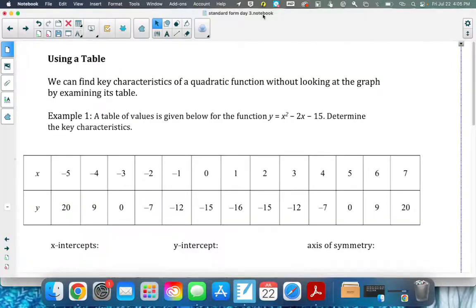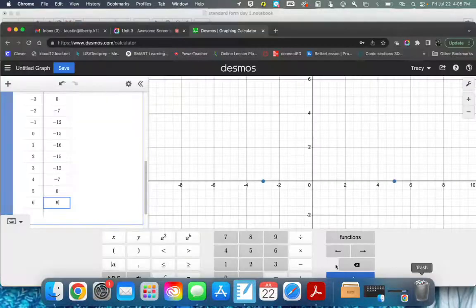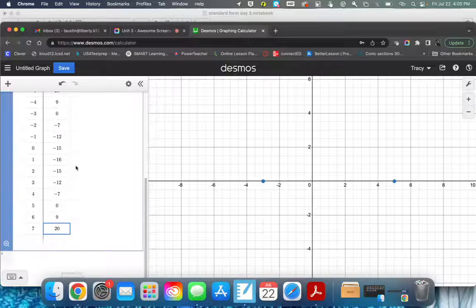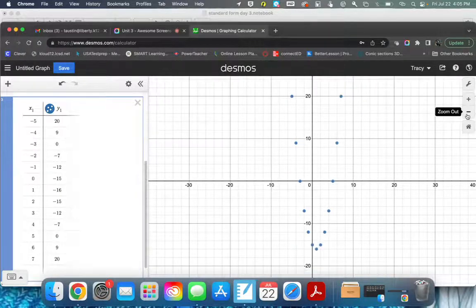Is that how far that went? And then 7, 20. Okay. All right, so close your keyboard out. So let's take a look if we can see all the points on my graph. Oh, okay. That really does look like one of the curves that we have been graphing.